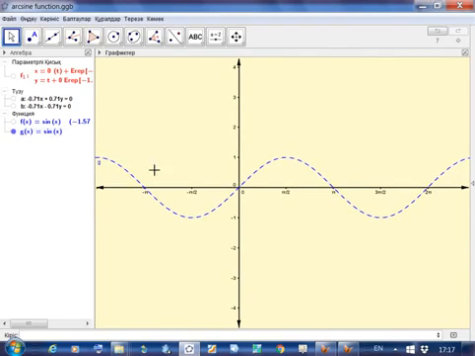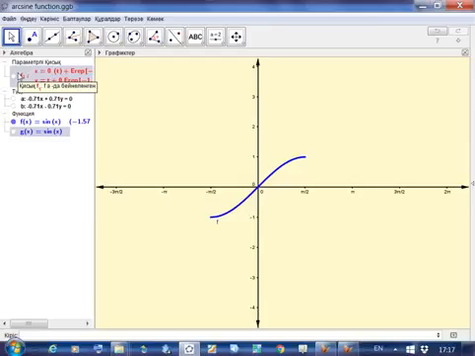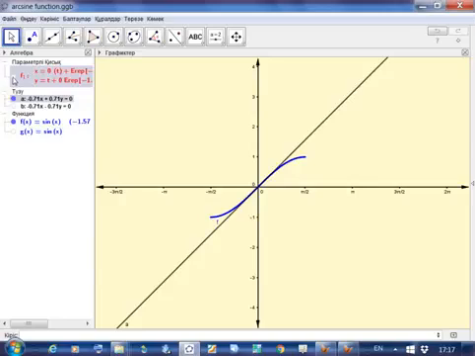But if we limit the domain of this function between minus pi over 2 and pi over 2, now we will have a one-to-one function. The sine function whose domain is between minus pi over 2 and pi over 2 has its inverse. And also, if you remember, the graph of the inverse of the function is symmetric with respect to this straight line. This blue line is our function whose domain is between minus pi over 2 and pi over 2, and the red line is the inverse of our sine function, which is called arcsine.